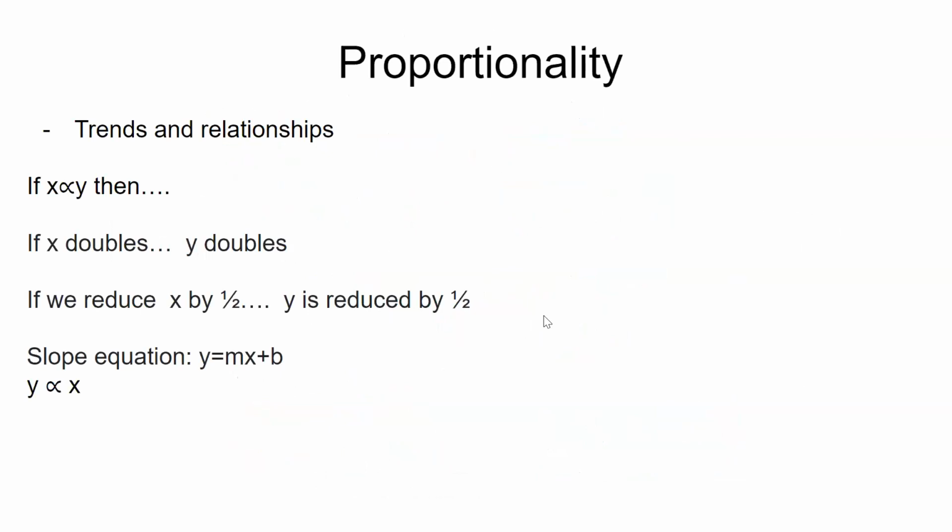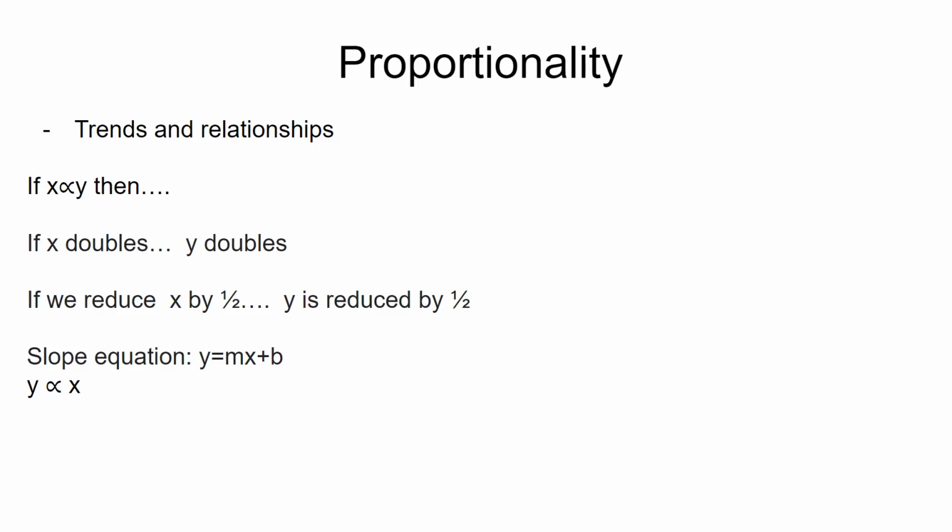And so proportionality essentially means that two values will depend on each other. So if one variable changes, the other will have to change by a certain fixed amount. And when this happens, these variables are said to be proportional to each other. And this describes many trends and relationships that we see. So for example, if we know that x is proportional to y, we know that when x doubles, y will also double. Likewise, if we reduce x by a half, we know that y will also reduce by a half.